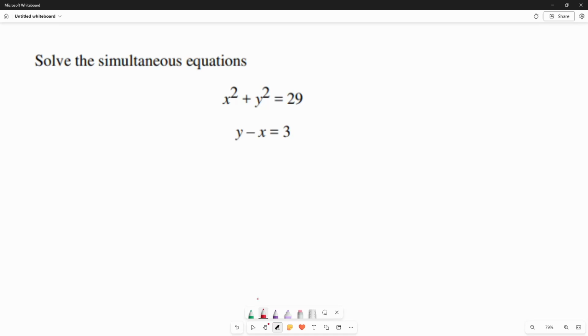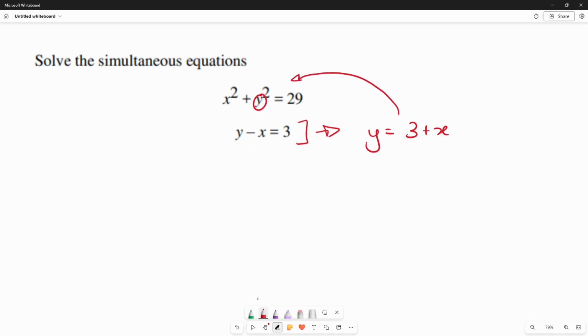Solve the simultaneous equations x squared plus y squared equals 29 and y minus x equals 3. Let's rewrite the equation y minus x equals 3 as y equals 3 plus x. Now we have an equation of y in terms of x, so that is 3 plus x, which we can substitute into this equation, into the y.